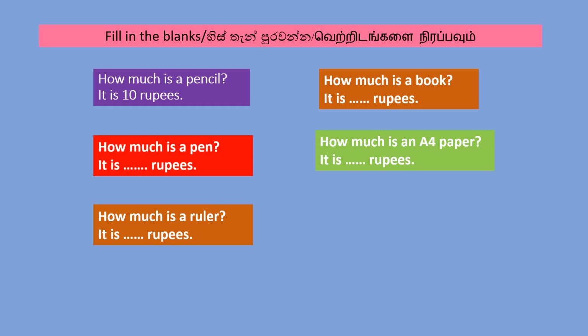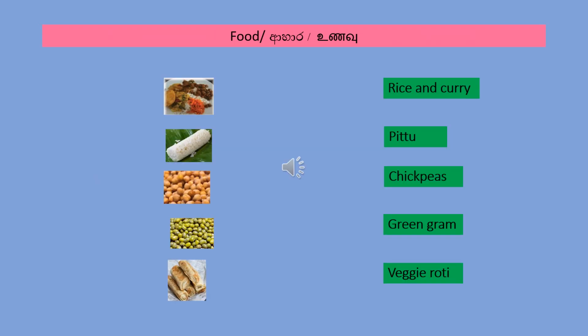It is rupees. Food. Rice and curry. Pittu. Chickpeas. Green gram. Veggie roti.